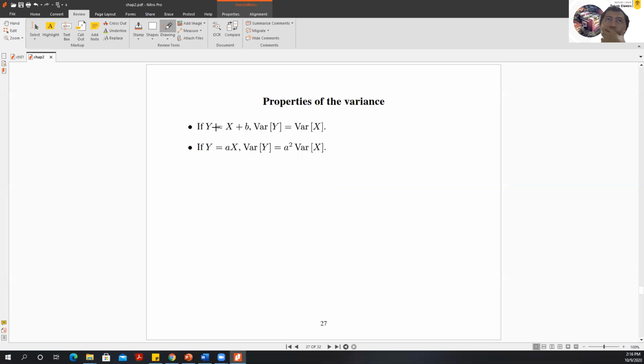You can see if y equals x plus b, the variance of y is equal to the variance of x. If y equals ax, the variance of y is equal to a to the power of 2 times the variance of x. Easily, a is raised to the power of 2 because the variance is x minus mu to the power of 2.